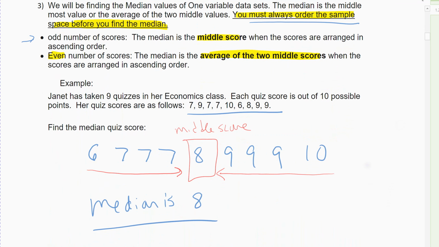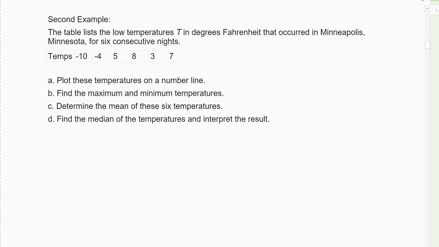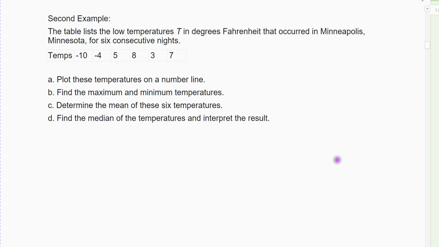And so we're just going to do another example of that with another set. All right, so another example, second example. Suppose that the table given is the temperatures in degrees Fahrenheit that occurred in Minneapolis, Minnesota over 6 consecutive nights. So I'm assuming since there were such low temperatures, this must have been sometime in the winter. One night it was negative 10 degrees, negative 4, positive 5, positive 8, 3, and 7. Plot these temperatures on a number line, find the maximum and minimum temperatures, determine the mean of the 6 temperatures, and find the median of the 6 temperatures, and interpret your results.